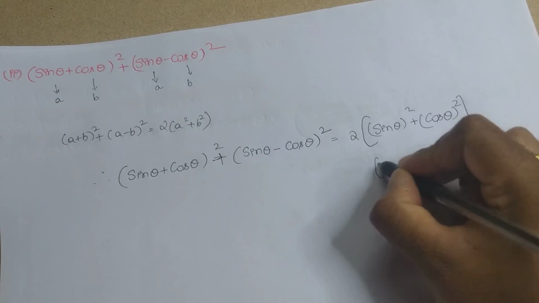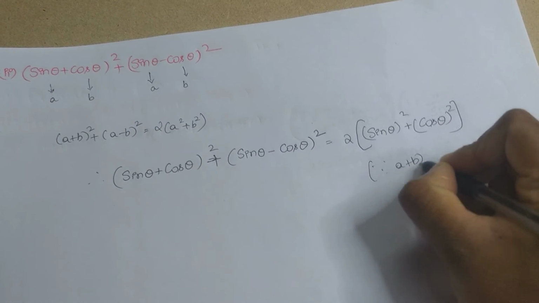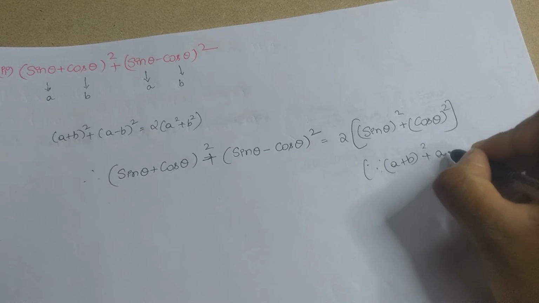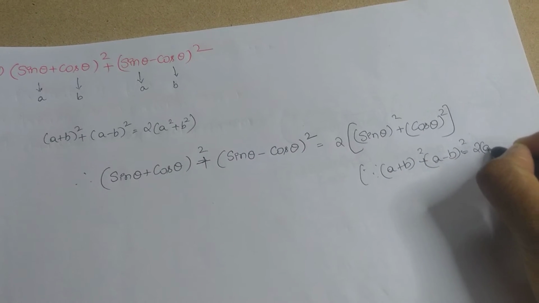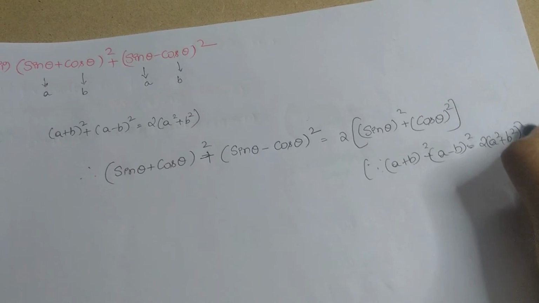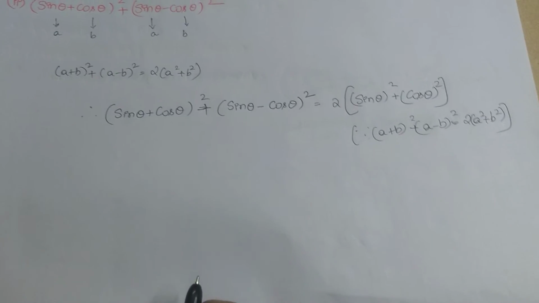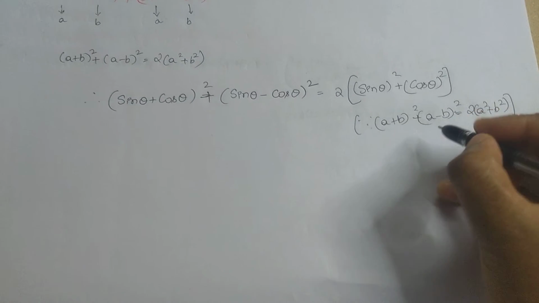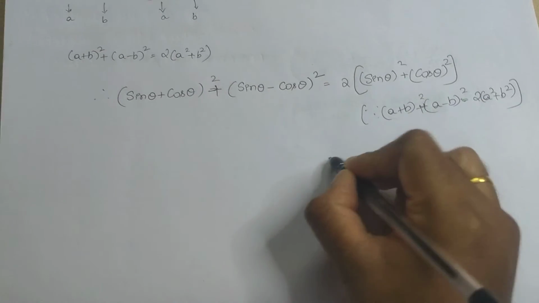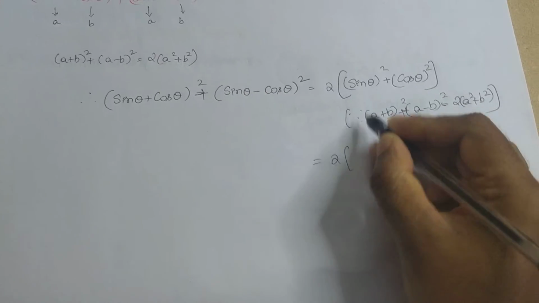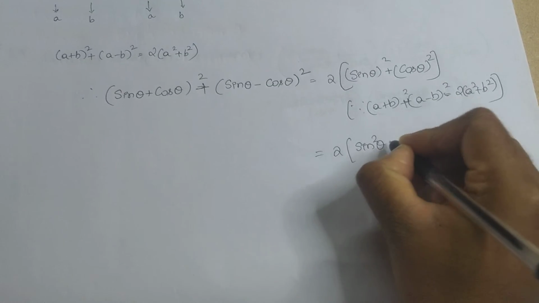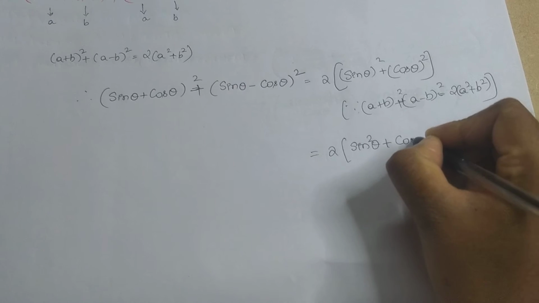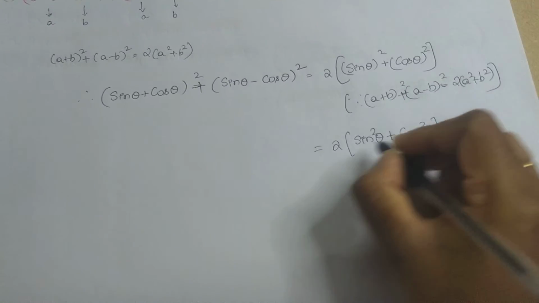Correct? Write in brackets, since (A + B)² + (A - B)² equals 2 into (A² + B²). This is the formula which we have learnt in our class 6. Okay? This is plus here. So what do we get here? 2 into sin theta whole square, which can be written as sin square theta, as I told you in the concept video. This is also cos square theta.